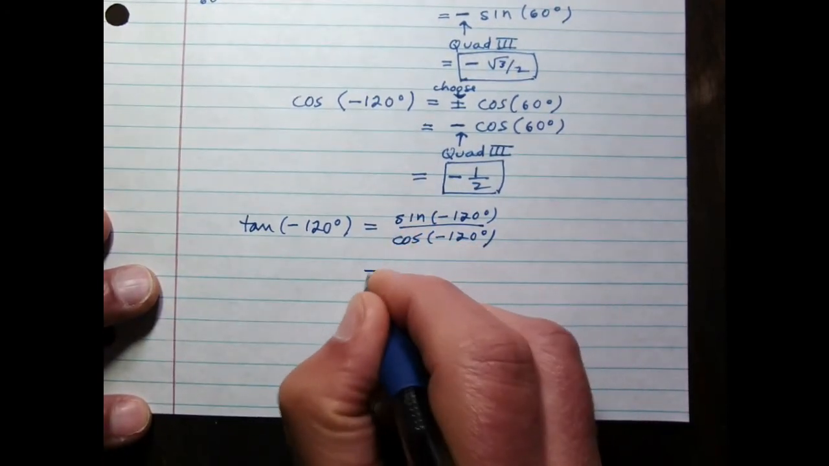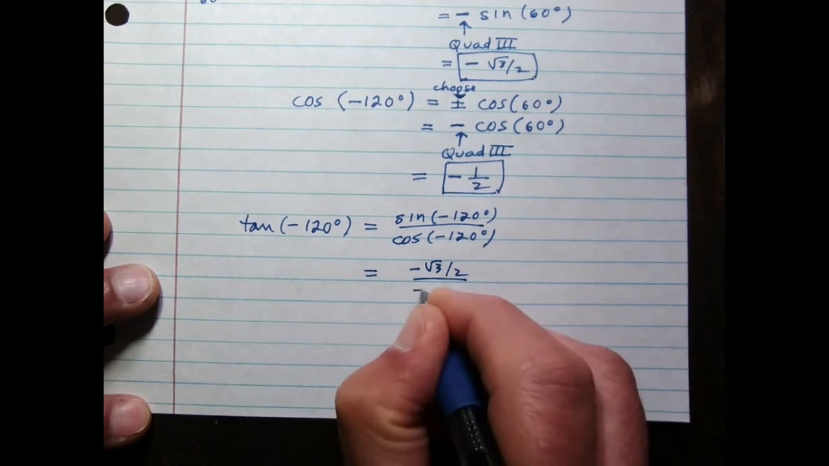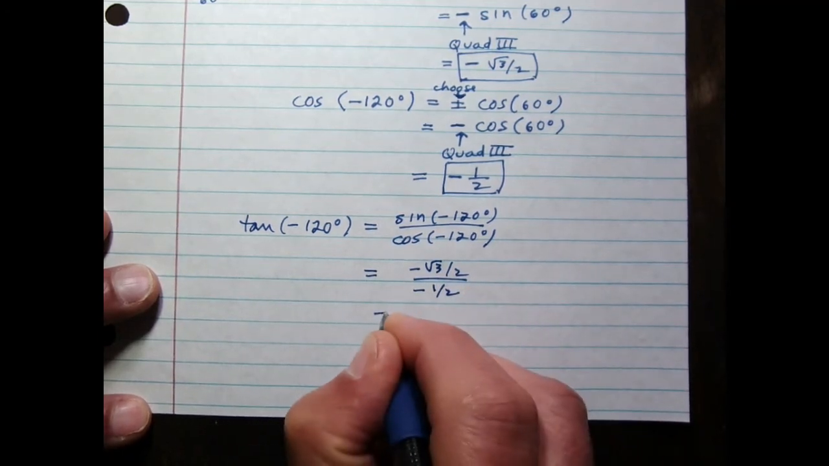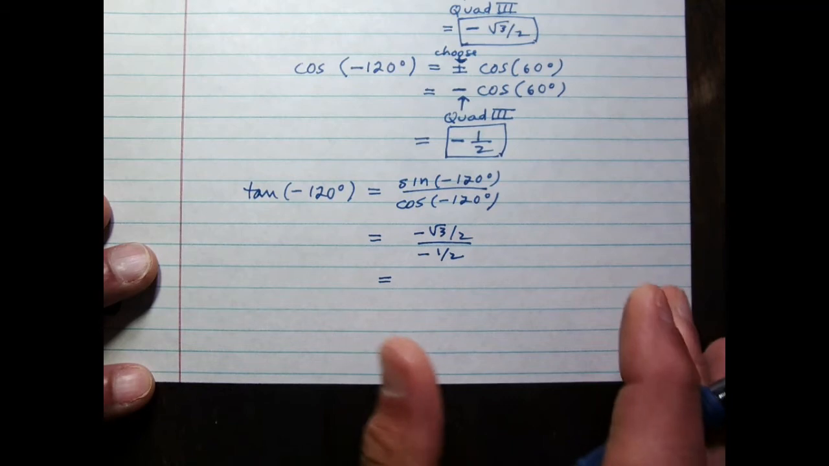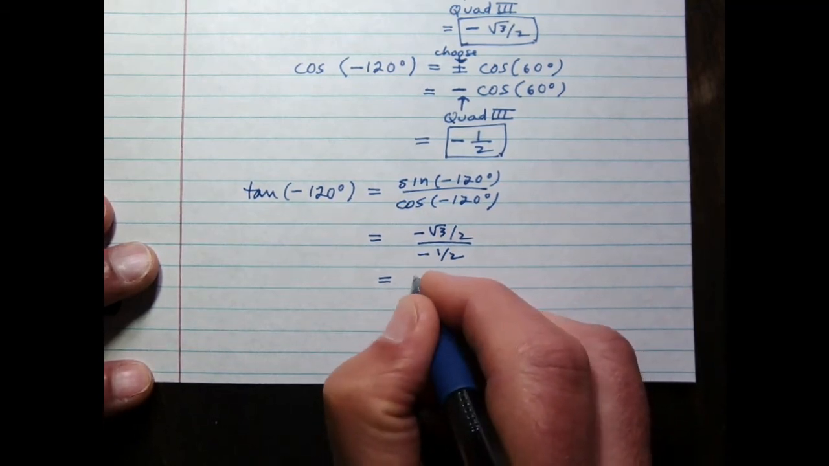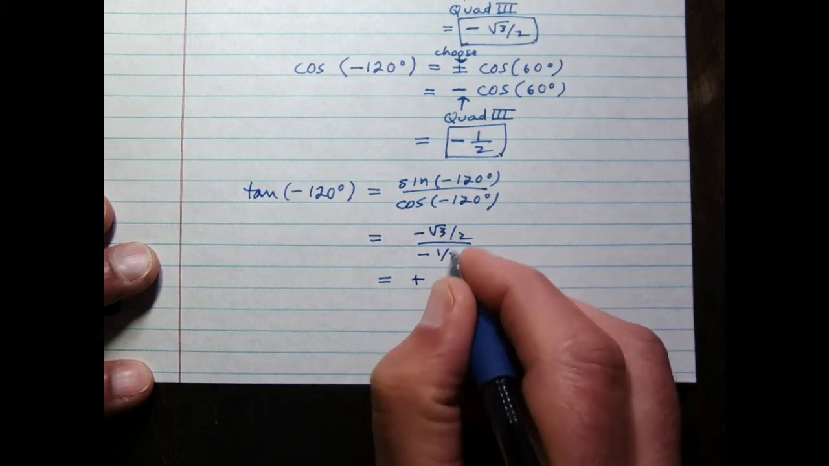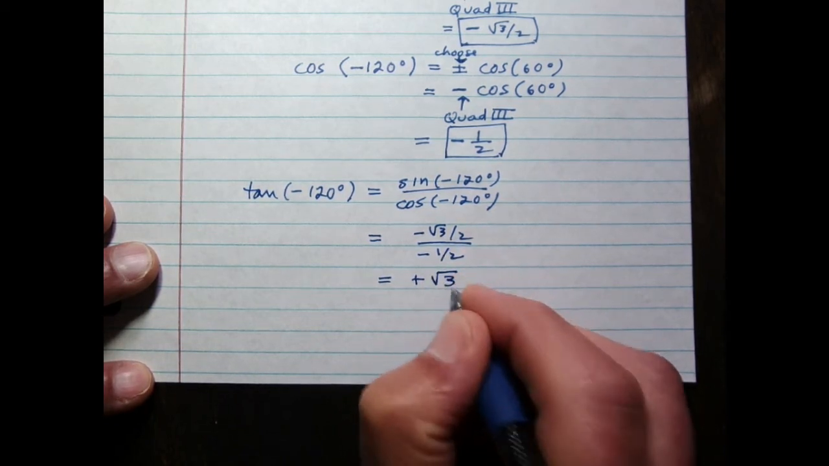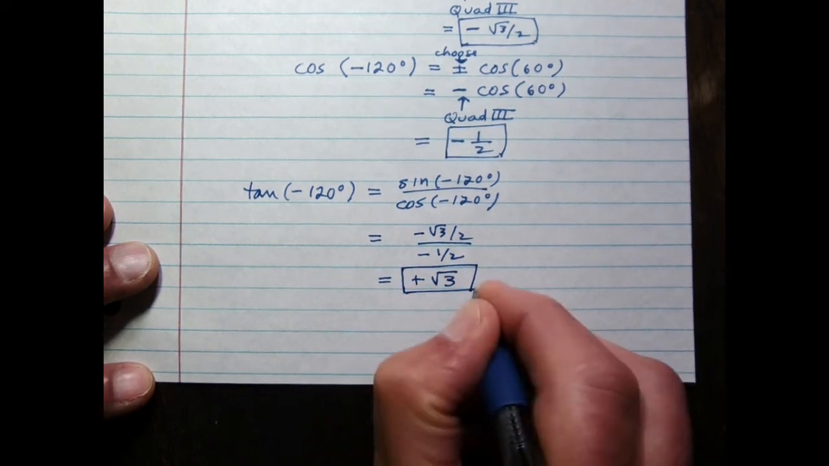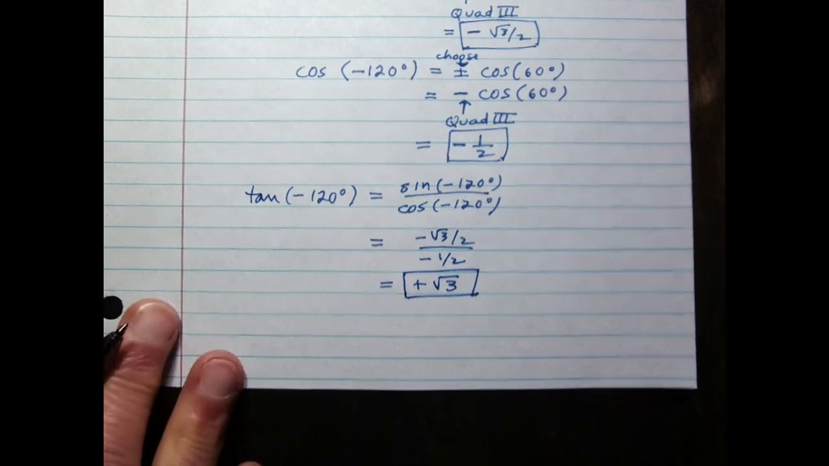Sine of negative 120 was negative square root of 3 over 2. Cosine is negative 1/2. They're both negative, but because we have negative divided by negative, we get a positive answer, right? And I'll just write that for emphasis. And when we divide this out, we just get square root of 3. So tangent of negative 120 degrees is square root of 3.